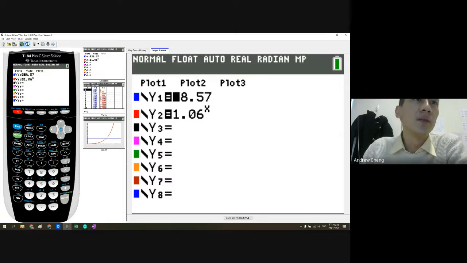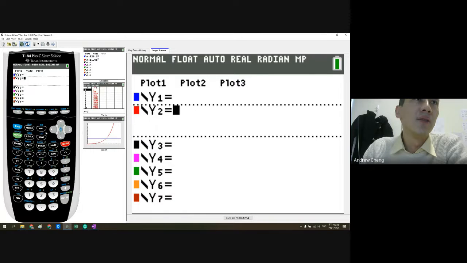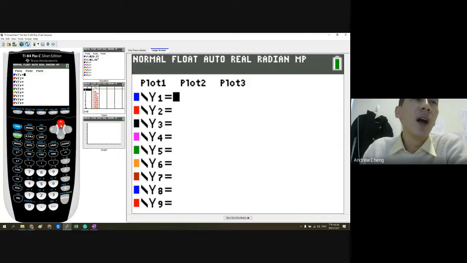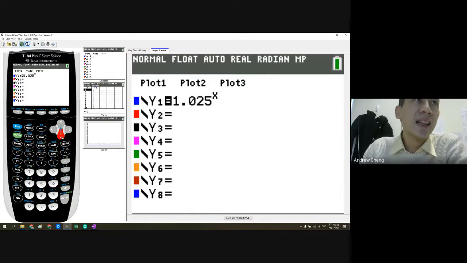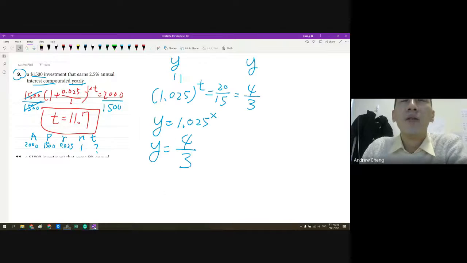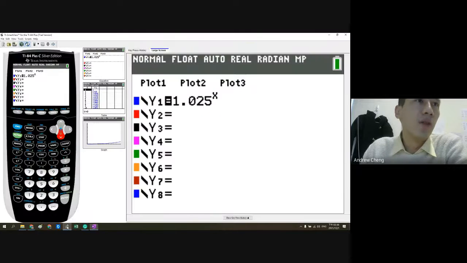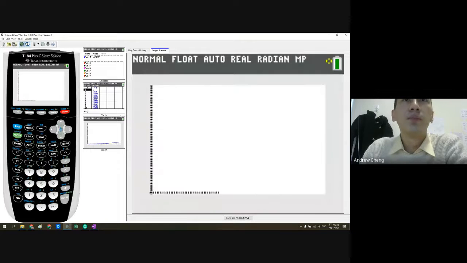So let me do this on the calculator. The first one, clear. Y1 equals 1.025 raised to power x. Okay, I can get one line. And second, Y2 equals, let me check, I forgot. 4/3, yeah, good. And then you graph.